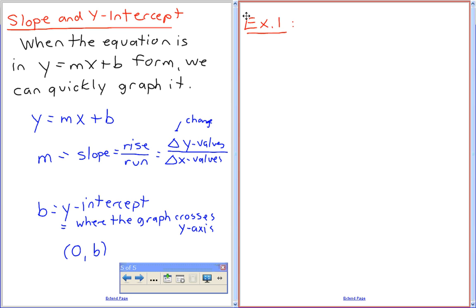Okay, let's go through example 1 here. It's going to say, graph y equals 2/3 x minus 1. All right, we'll do this one as a class, and I'll give you a few minutes to try it on your own here.